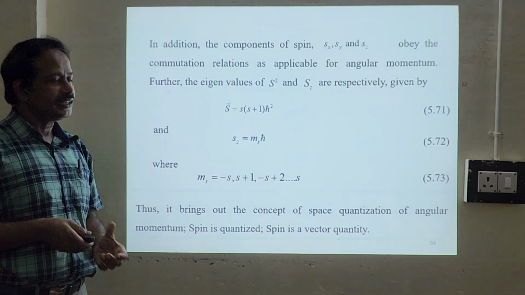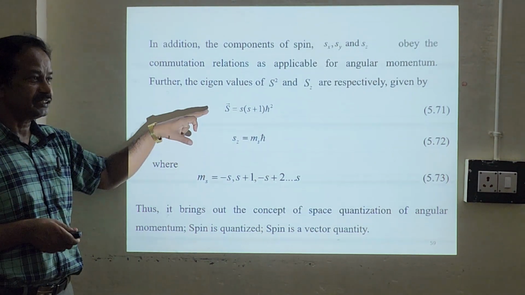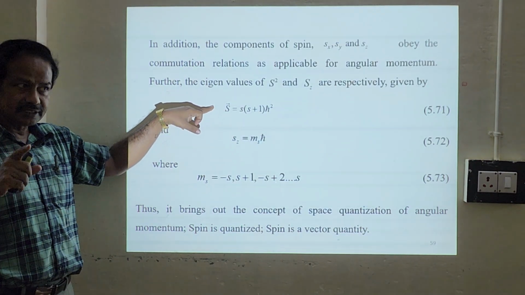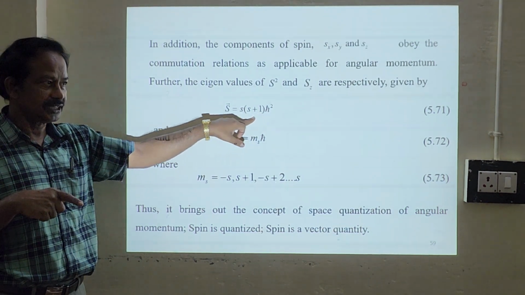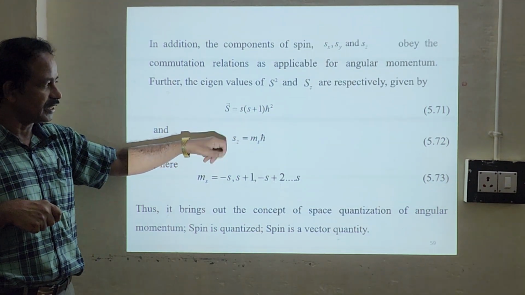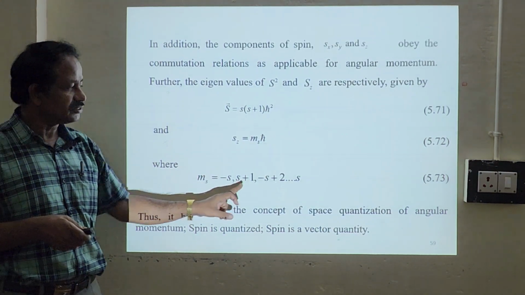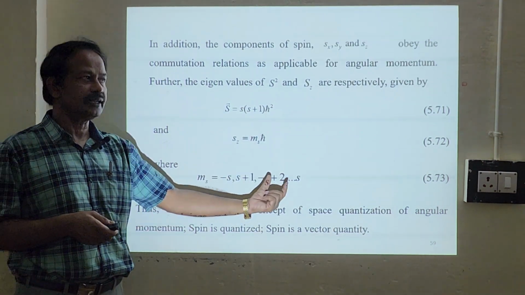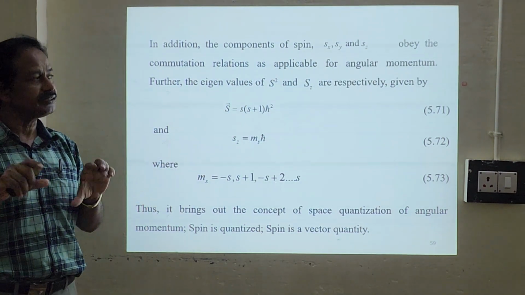As we discussed earlier, spin is a vector quantity, with dimensions equivalent to angular momentum. Since spin is a vector quantity, its magnitude is given by the expression square root of s into s plus 1 times h bar, and its direction is given by ms h bar. So ms runs from minus s to plus s: minus s, minus s plus 1, minus s plus 2, up to s. It has components sx, sy, sz.